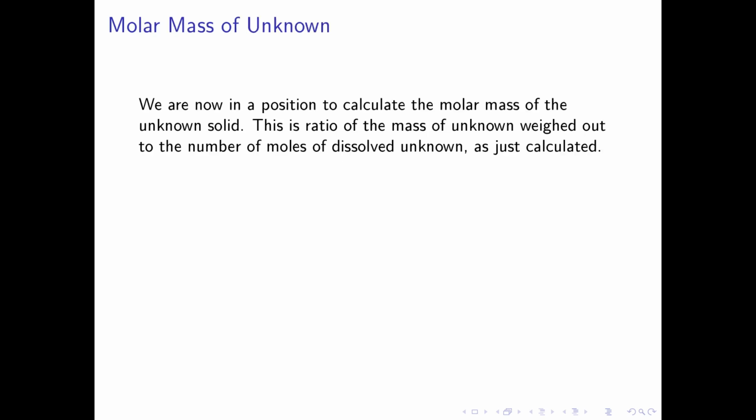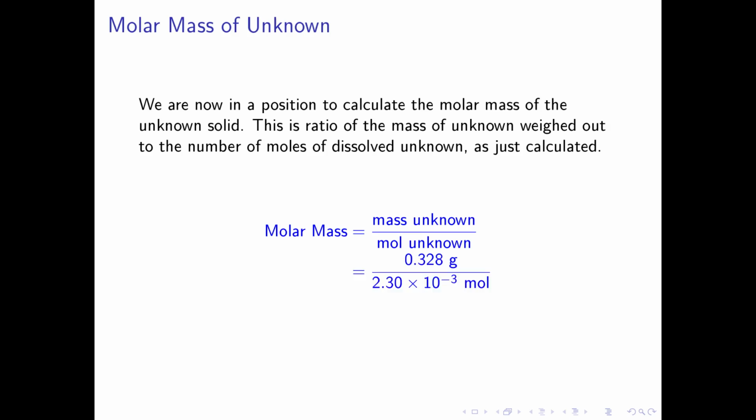We are now in a position to finish our calculation and determine the molar mass of the unknown solid. Recall that this is just the ratio of the mass of the unknown weighed out to the number of moles of dissolved unknown, as we just calculated. Or the molar mass is equal to the mass of the unknown divided by moles of unknown, which is equal to 0.328 grams of unknown divided by 2.30 times 10 to the negative third moles of unknown, giving a molar mass of 143 grams per mole.